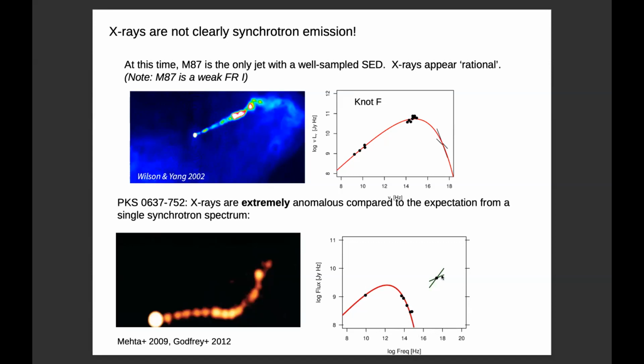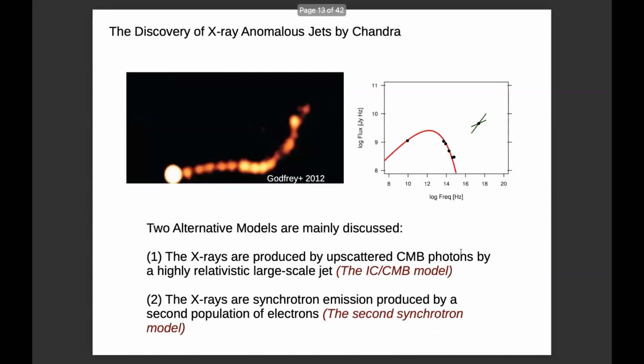I mentioned that Chandra detected way more X-ray jets than was expected. That's because we thought most jets would look more like M87, and we were not expecting this second spectral component to show up at all. In fact, it was really hard to explain. The first couple of papers on 0637 basically threw up their hands and said, we've ruled out everything that seems reasonable, so we're confused. We don't know what these X-rays are.